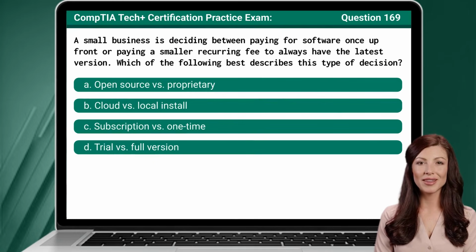Question 169. A small business is deciding between paying for software once upfront or paying a smaller recurring fee to always have the latest version. Which of the following best describes this type of decision?